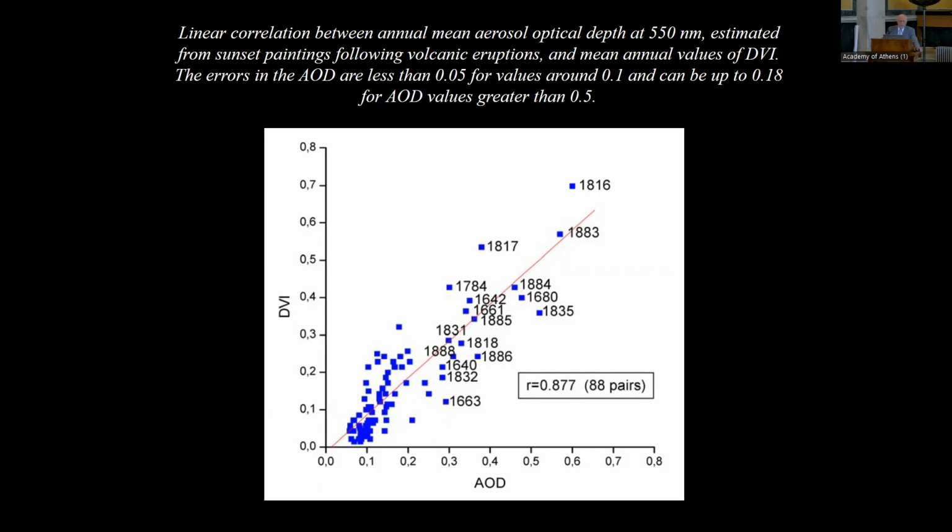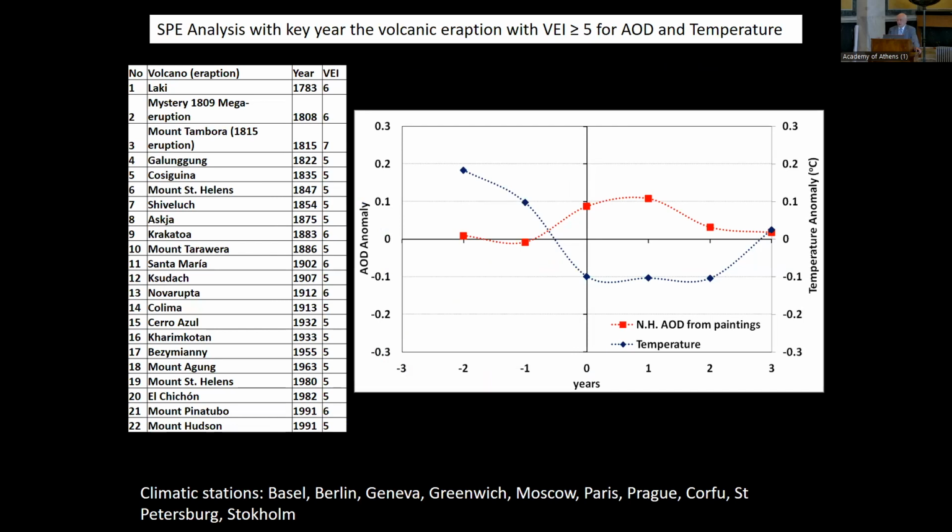As you know, the dust veil index was introduced by Lamb, the famous climatologist from Norwich, from East Anglia. And the DVI is estimated from all kinds of sources, including written sources. So here you can see that there is a quite high correlation between the paintings method and the method by Lamb, the DVI.